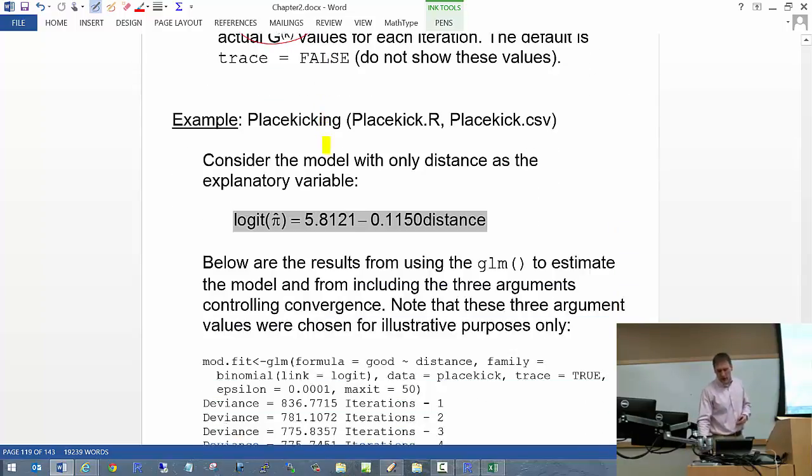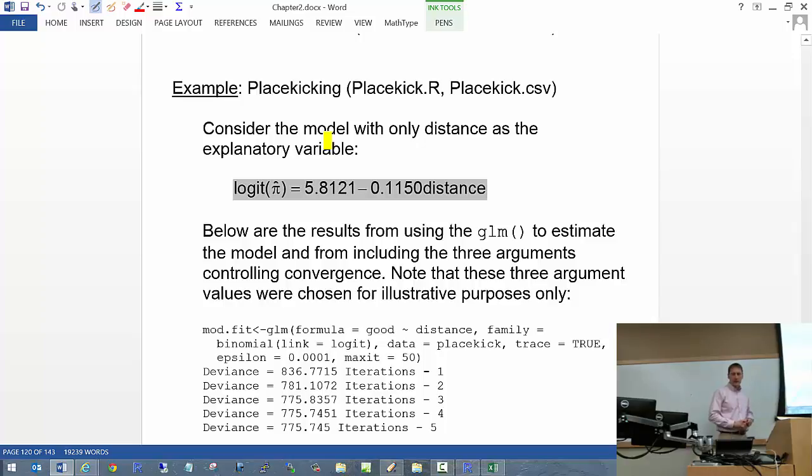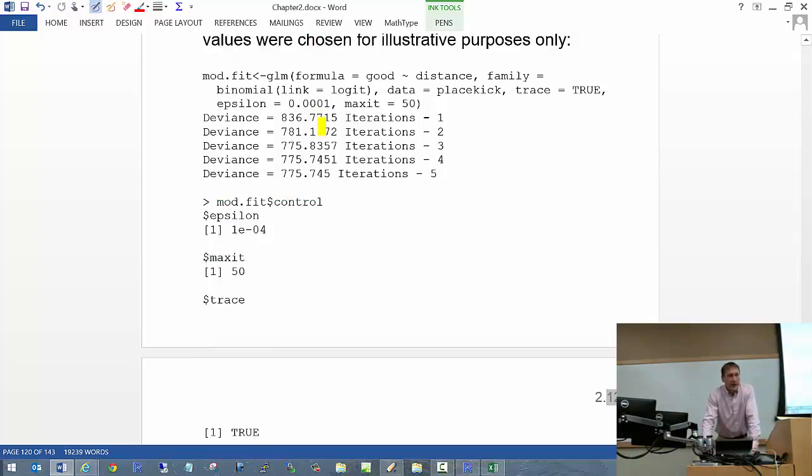Let's take a quick look at an example. We're going to go back to the Placekicking data set once again with only distance in the model. I'm going to use exactly the same glm function call that we've done before, about on page 120, except I'm going to put trace equal to TRUE. I'm going to reduce my epsilon, only for demonstration purposes, and also increase my maxit to 50, again just for demonstration purposes. What we see is that R will print the iteration number and also the residual deviance.